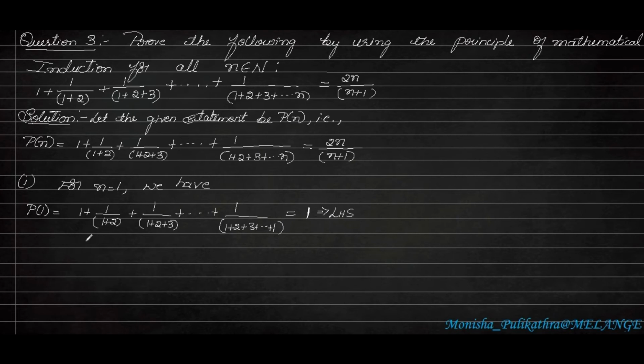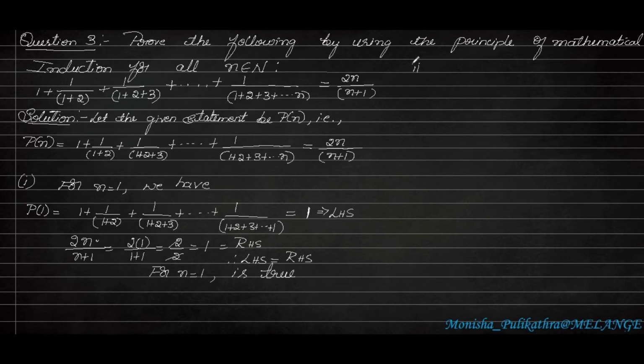Next is RHS. In RHS, that is 2n divided by n plus 1, in the place of n we have to substitute 1. So 2 into 1 divided by 1 plus 1, so it will be 2 by 2, which is equal to 1. So this is the RHS. Therefore, LHS is equal to RHS. So for n is equal to 1 it is true. Okay, the first section is true.